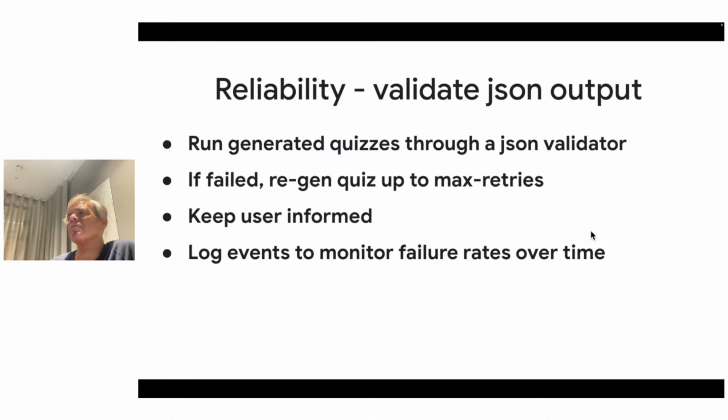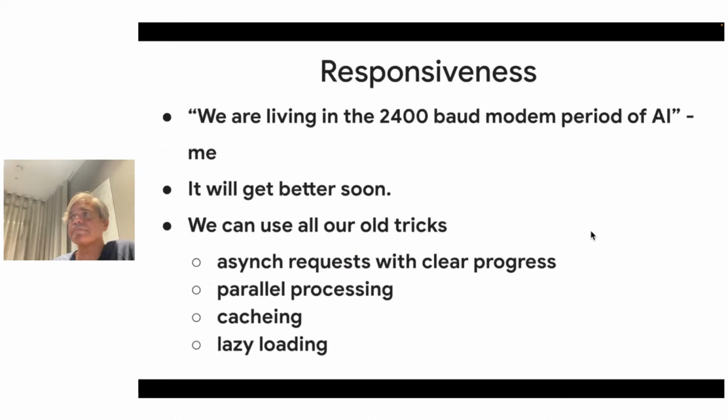I talked about this problem, the validating the JSON output. It's tricky, but there are JSON validators available that have nothing to do with AI, so they're not fuzzy. They're all or nothing. This JSON is parsable or not. And I think I should be running the quiz output through the validator before I try to do anything with it. If it fails the validator, then I should regen the quiz up to some number of retries and keep the user informed. Again, with experiencing a problem with this quiz, it's going to take a little longer, whatever you want to say. And of course, log these events so that I can monitor over time how often this is happening.